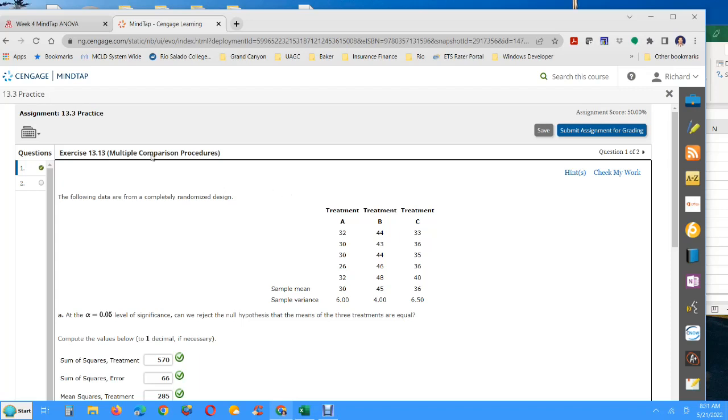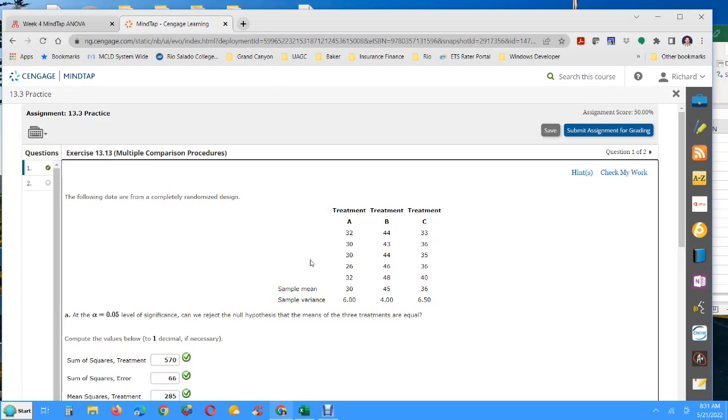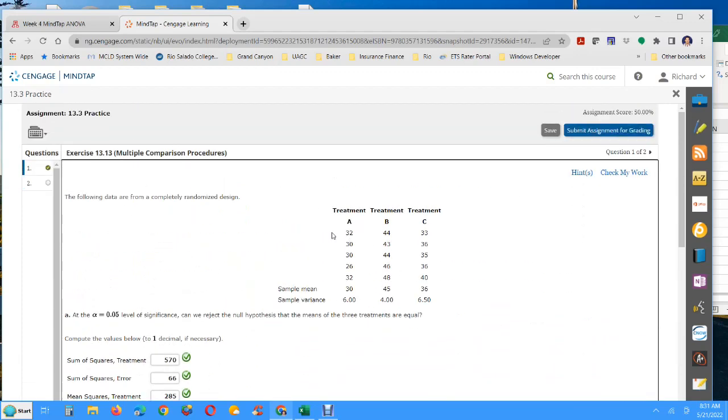There are a couple of formulas, and you might want to watch the video that goes with this that kind of walks you through those formulas. So what I'm going to do is I've actually already done this problem, but I'm going to walk you through exactly how I did it. You can see I got everything successfully correct.